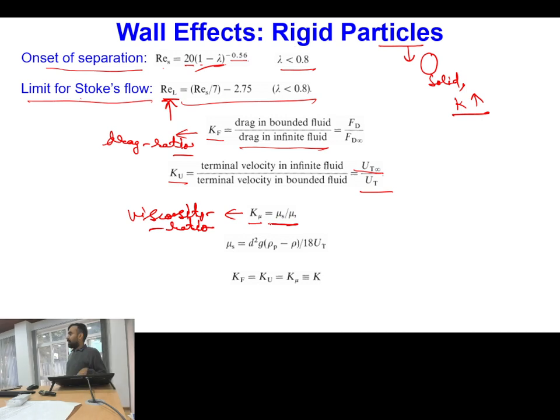Mu is our actual viscosity of the surrounding fluid, and mu s is the viscosity of the surrounding fluid assuming unbounded flow, which is giving the same value of terminal velocity. Is this one clear? So in unbounded medium your terminal velocity will be different, in bounded medium terminal velocity will be different.